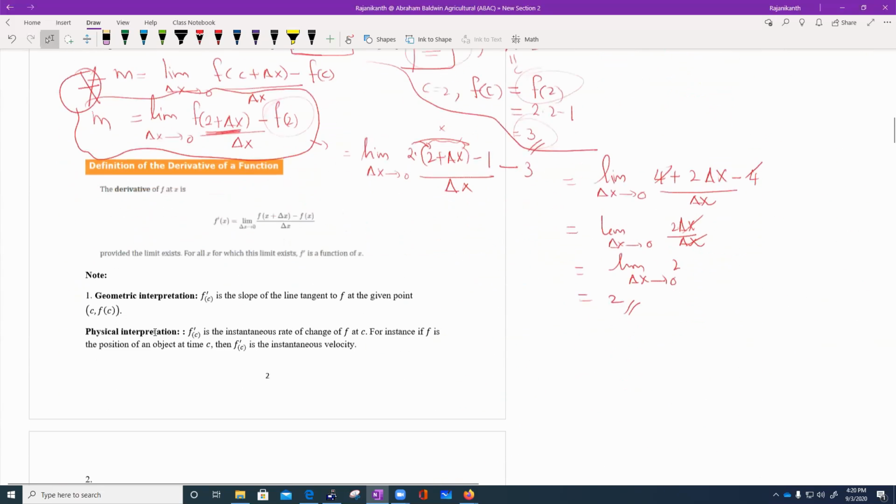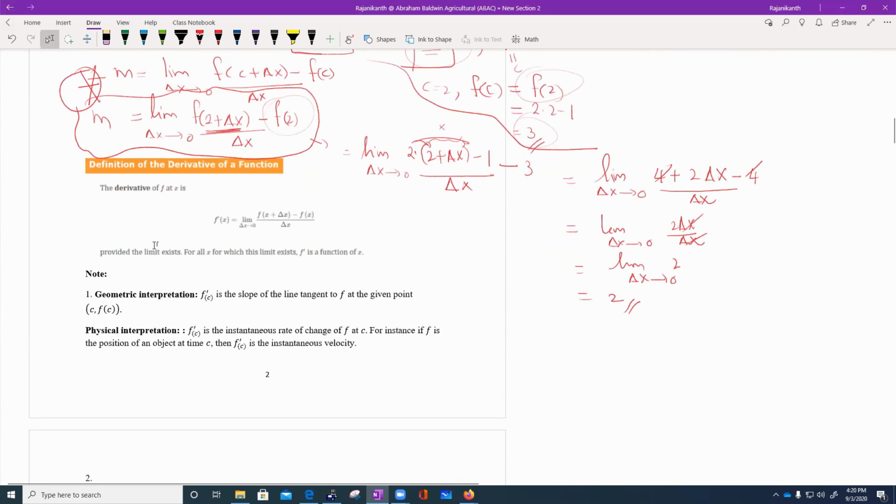Now let's move to the second definition. This is the definition of the derivative of a function. The derivative of function f at a given point x is written like this. If you see it like this, you have to read it as f prime.